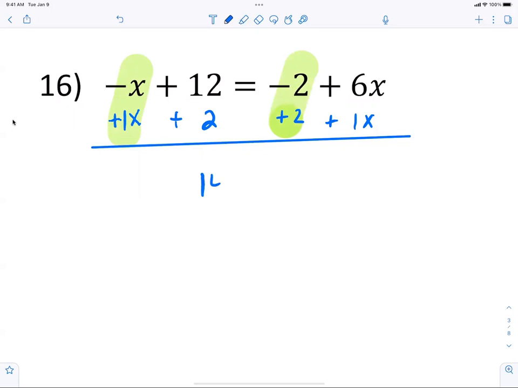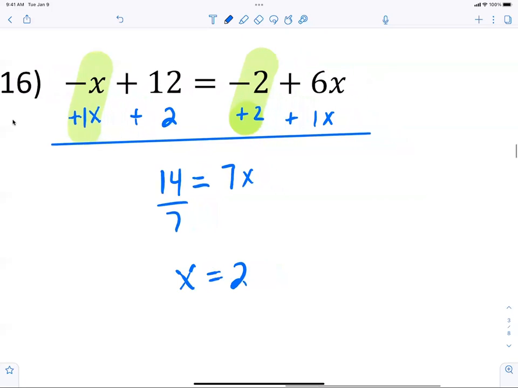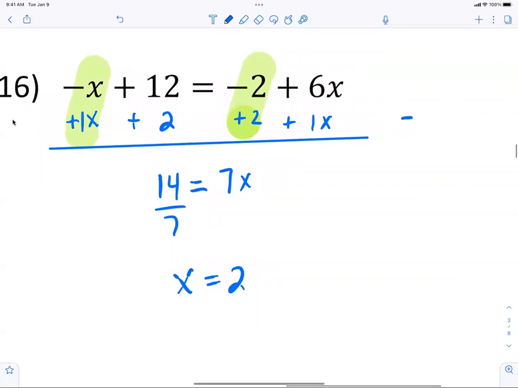Mm-hmm. Yes. Yes. And then you can just divide. Right. Perfection. Emily, that was perfect. Go. So what if you just do like the other? Yeah, you can. You can. And you'll end up with negative 7x equals negative 14. So still x is 2.